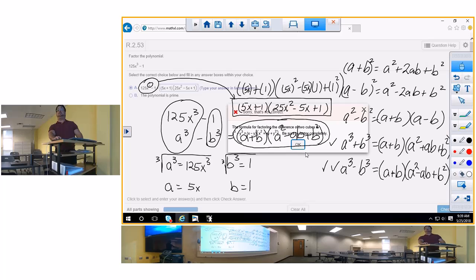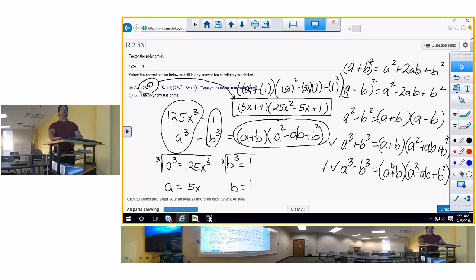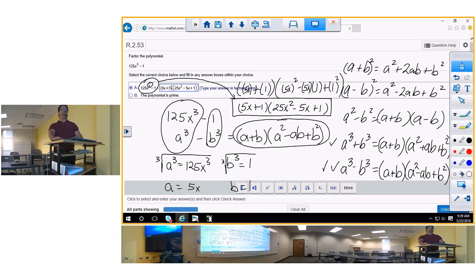Oh, I got the plus and the minus backwards. I'm sorry. I must have done that on the shortcut. Should be a minus right here. Sorry, that's a minus. And this is a plus. I think the phone going off messed me up.